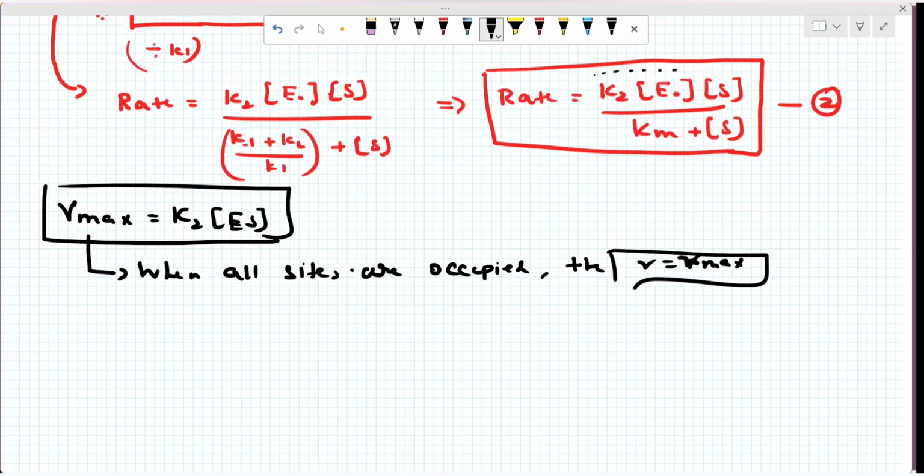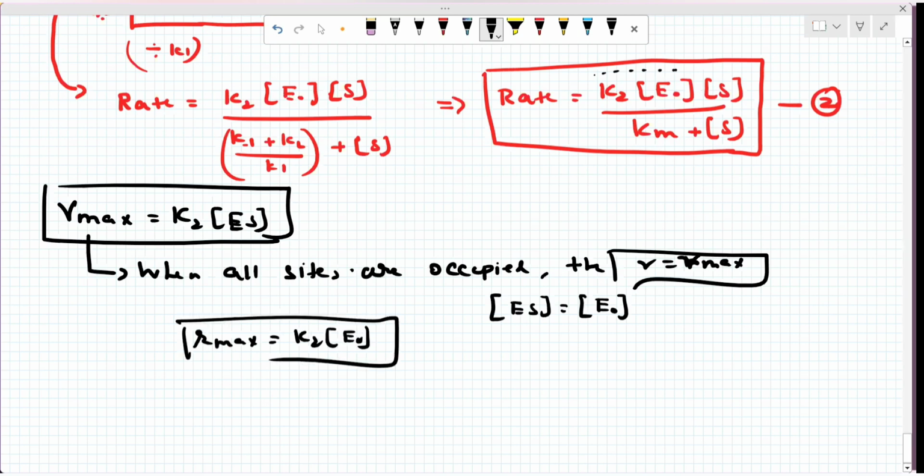Now see, now you know, right? Listen, in the case when R is equal to R max, ES is equal to E naught, because all the enzyme must be occupied. So we can replace ES with E naught, right? Yes or no? Therefore R max equal to K2 into E naught. That's all. Applying this, K2 into E naught is equal to R max.